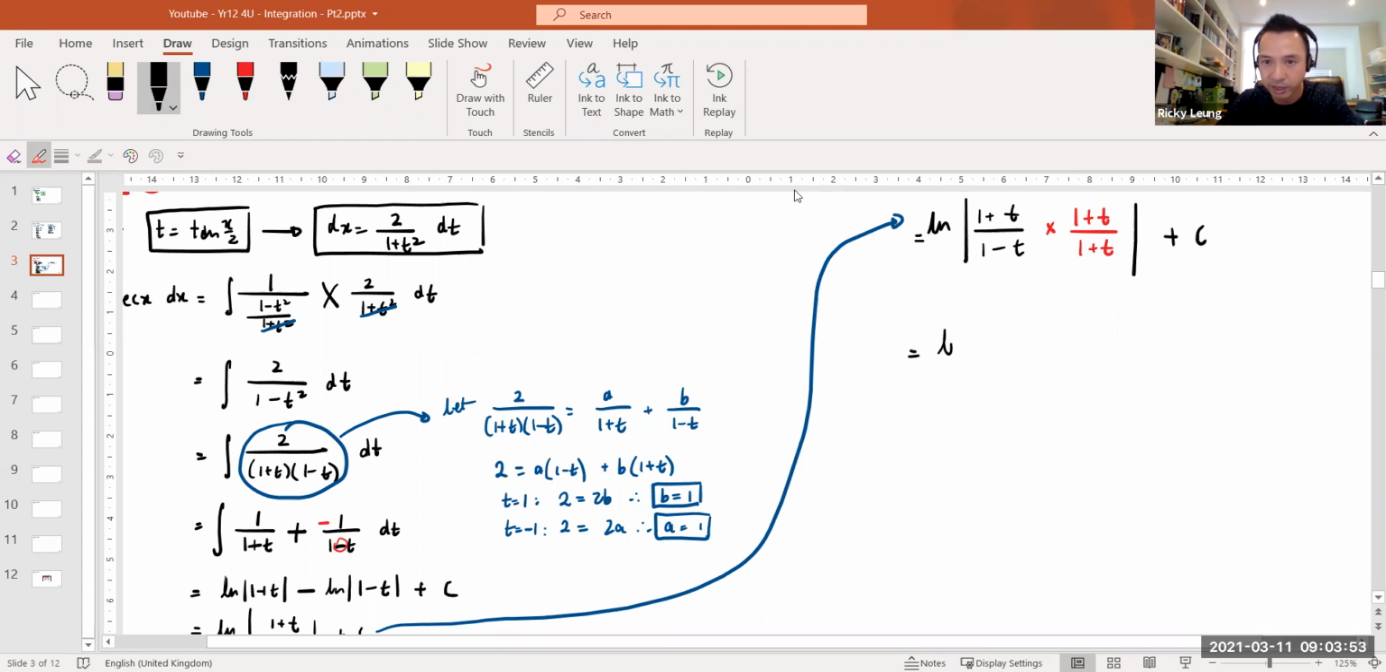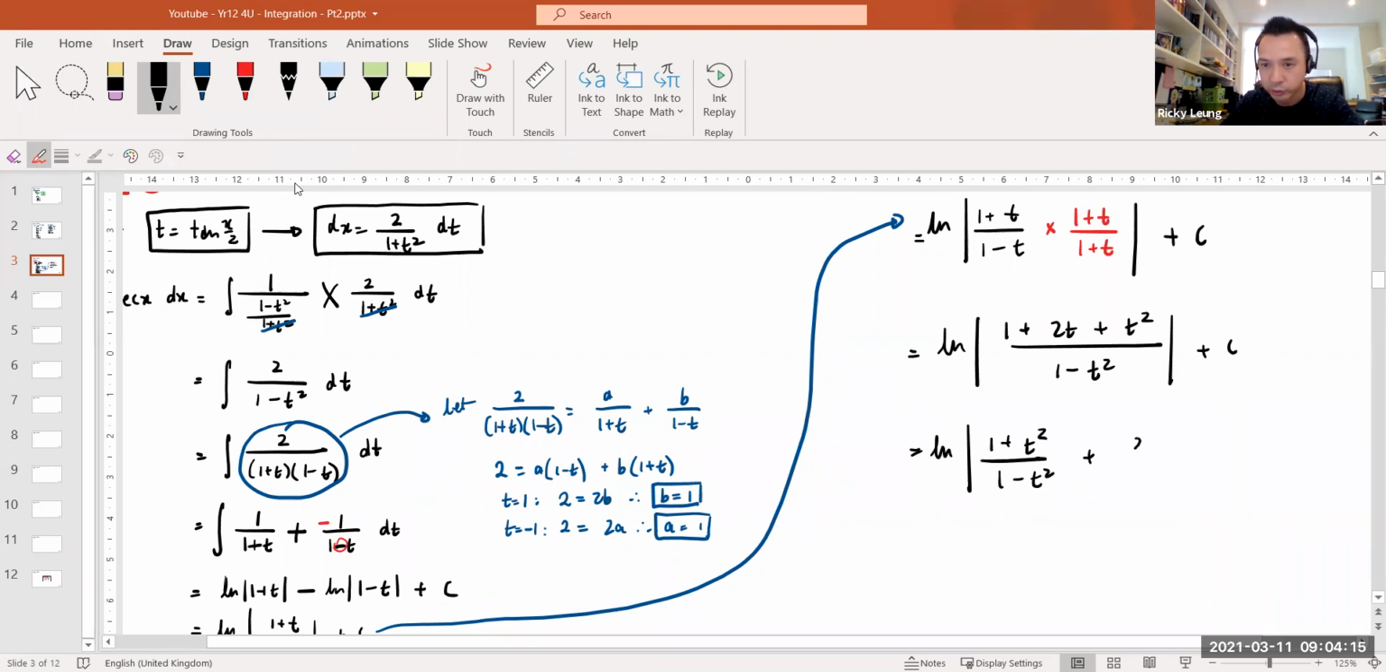So again, that becomes ln. On top here is a perfect square, so 1 plus 2t plus t squared, and the bottom there is 1 minus t squared, right? Now humor me, because I'm going to split this fraction on top, where I'm going to say 1 plus t squared, separate to the 2t.